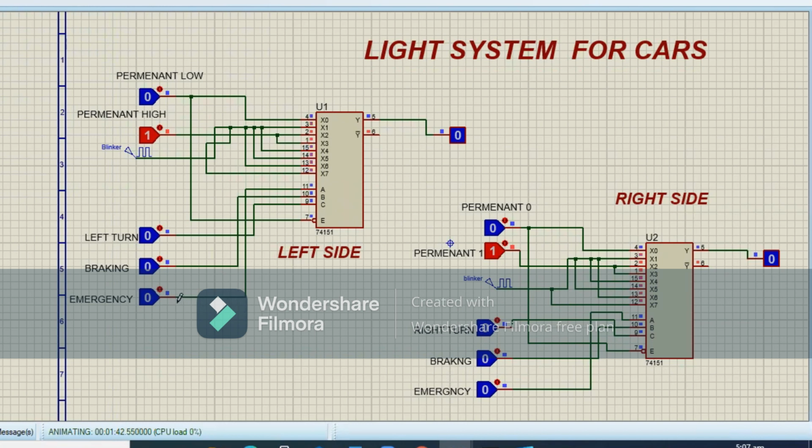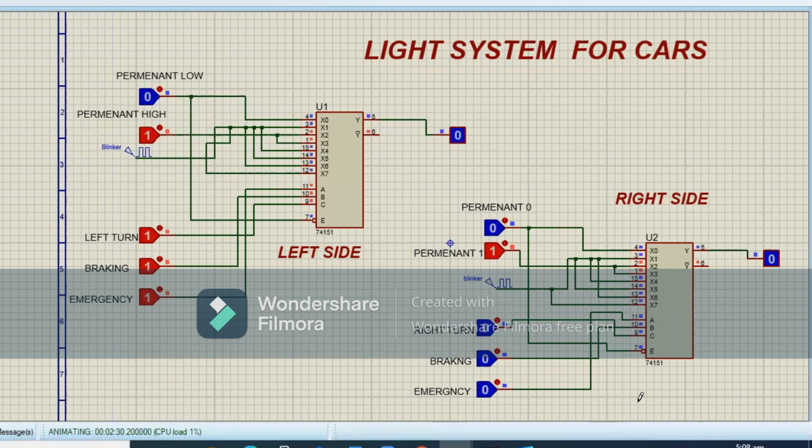Now, let's see its operation. Emergency, and we click braking. Here, braking overcomes the emergency and the light stops. Similarly, if we click the left turn, as the left turn is the most significant bit, it starts blinking again. So it shows that it is overcoming both of them.